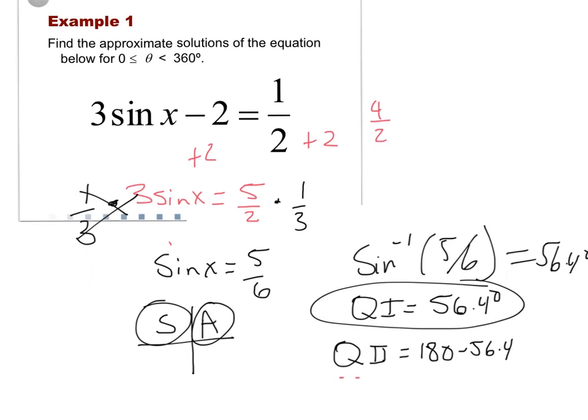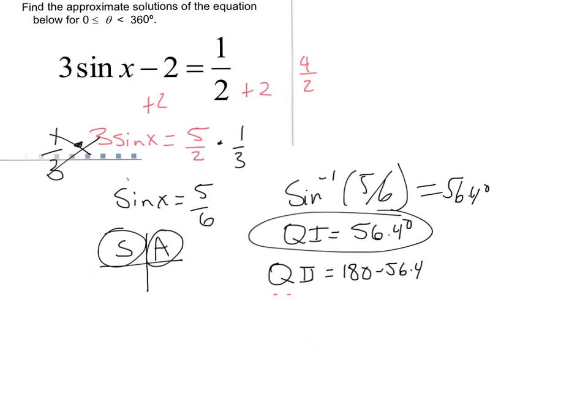Let me go ahead and shrink this and move it up. And so I get the second quadrant angle. So if I pull out the good old calculator, subtract 56.4 from 180, I get 123.6 degrees. So those are my 2 answers.